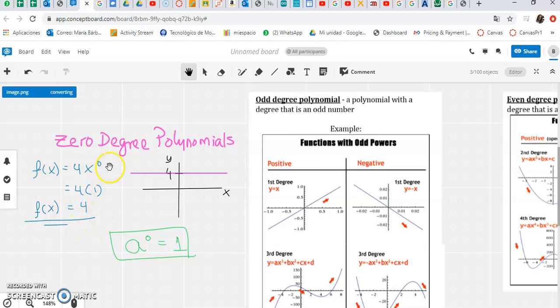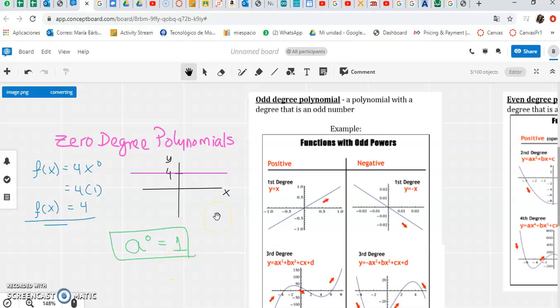That's why we usually do not write the x to the 0 or the y to the 0 or any variable to the 0. And then this is the same as to say f of x or y. Remember? It could be y equals 4 or f of x equals 4. And if we plot the graph of this 0-degree polynomial in the coordinate plane, as you can see here, we have the x and the y-axis. And at the number 4 on the y-axis, we have a horizontal line in purple color. This is the graph of this 0-degree polynomial. Okay, this is a horizontal line. There is no slope. The slope is equal to 0.